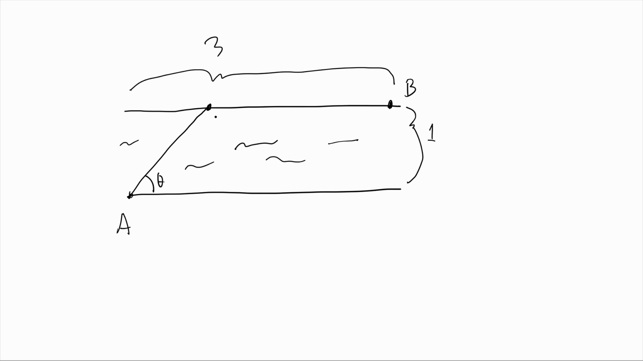We can move exactly twice as fast, which is a little contrived, on land as we do on water. And we know maybe it's 1 unit across, maybe a kilometer, and 3 kilometers this way. The question is, what angle should we take to minimize our time to go from A to B?